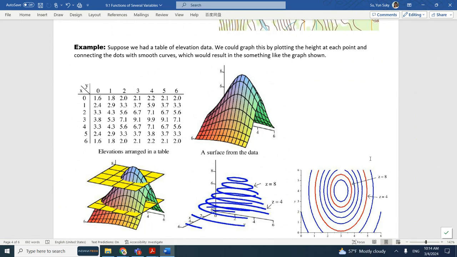And then z equals a number is a horizontal plane. You can use different z to cut it, right? Then you get different heights. You get a lot of different curves, and then you switch down. And if you look at it from the top, this is what you can see. You see the level curves.